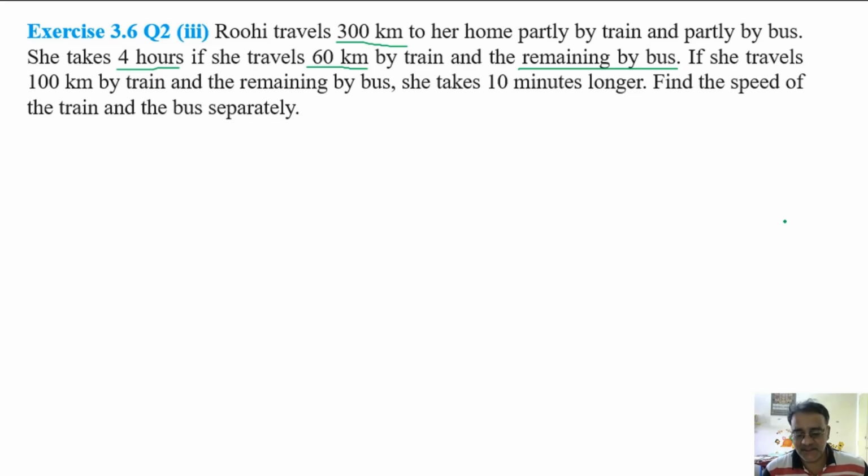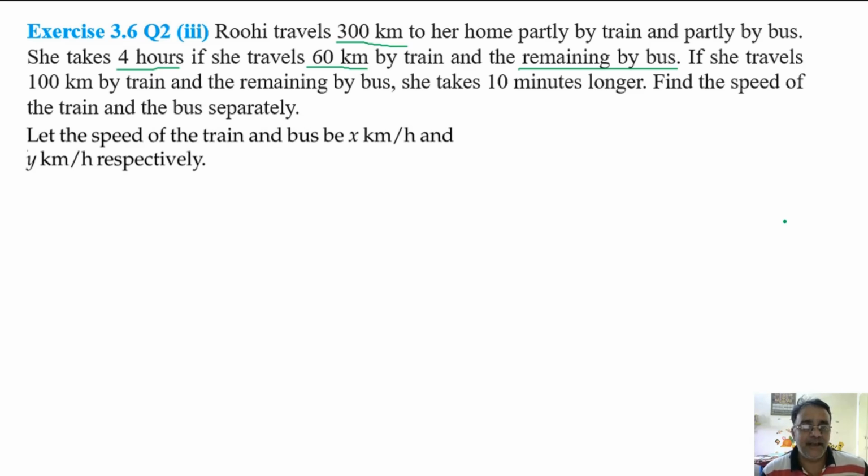So we'll take the speed of the train to be x kilometer per hour and the speed of the bus is y kilometer per hour.